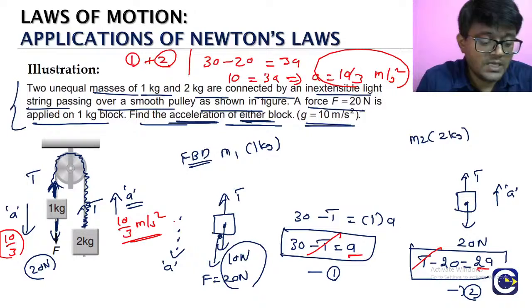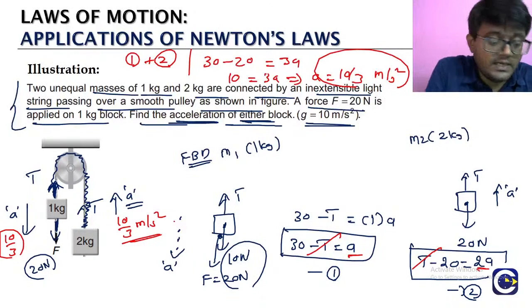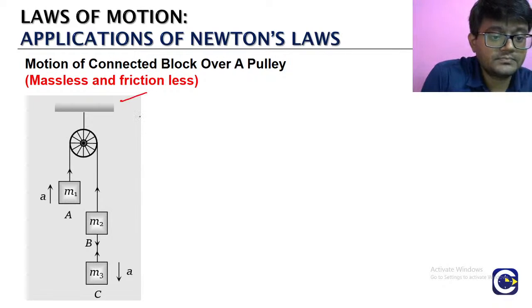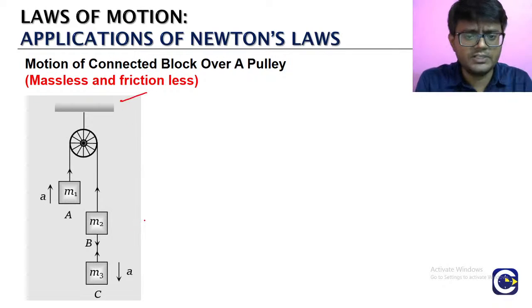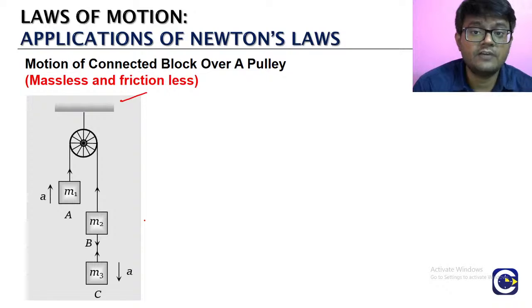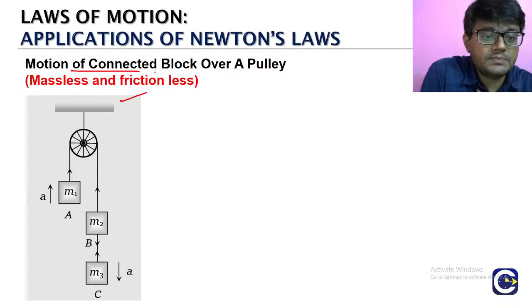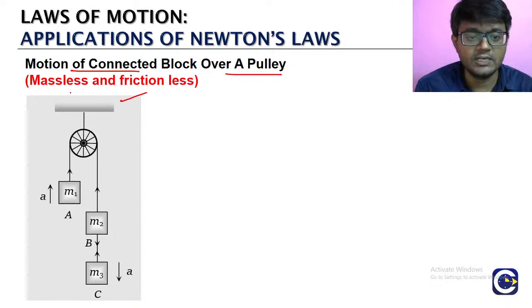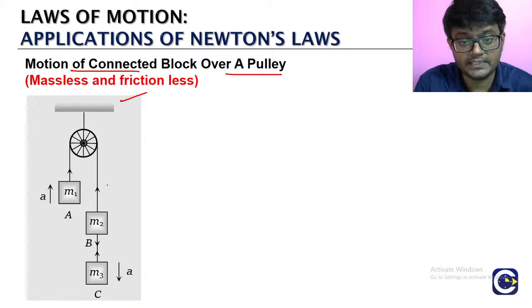Okay, now we will move on to the next kind of systems that can be thought of. Here you can make different kinds of permutations and combinations. There is no limit. All the assumptions will be as they are. The pulley will be massless and smooth, with no friction between the pulley and the rope. And the rope will be massless and inextensible, unless they specifically mention to consider the mass of the rope.